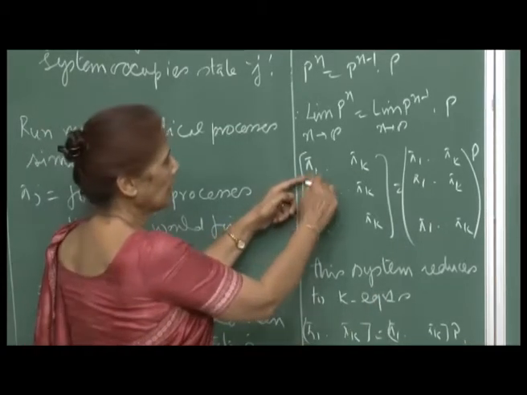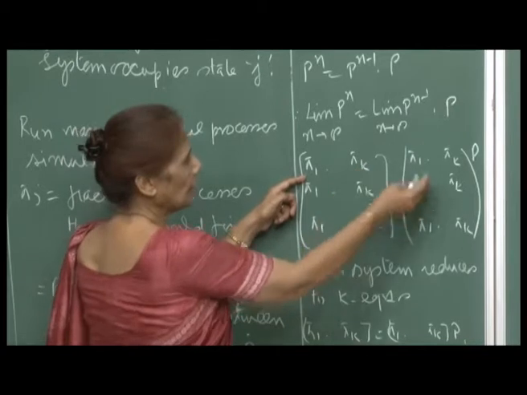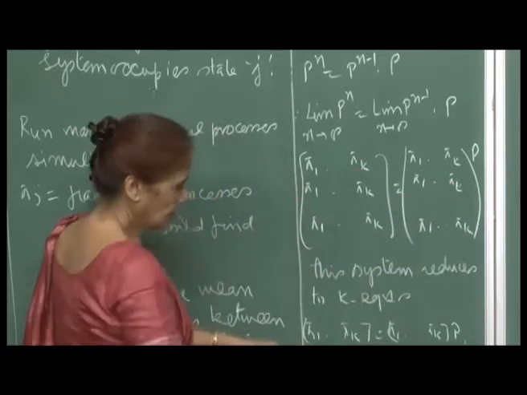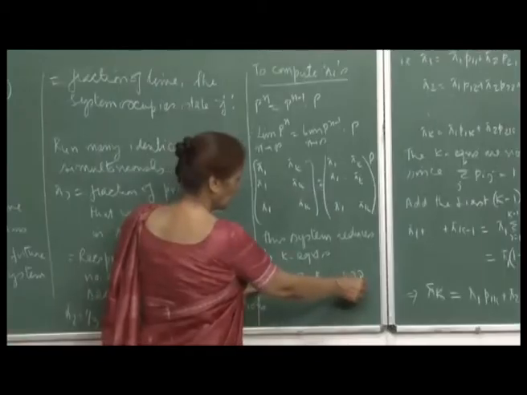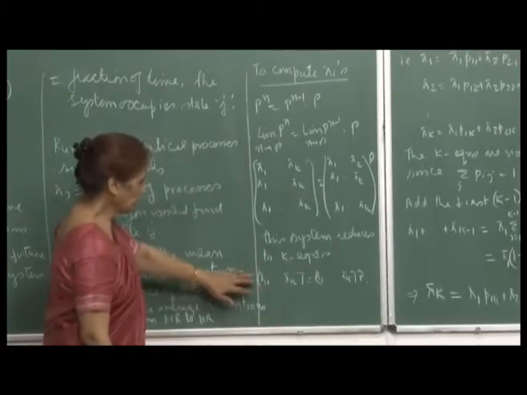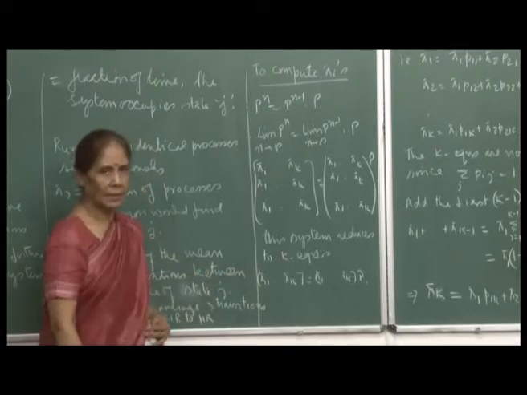That means, I can simply equate the first row here to the first row here, right. So, that means, pi 1 to pi k is equal to pi 1 to pi k times the matrix P. And now, let us write out the equations in detail here. Okay.